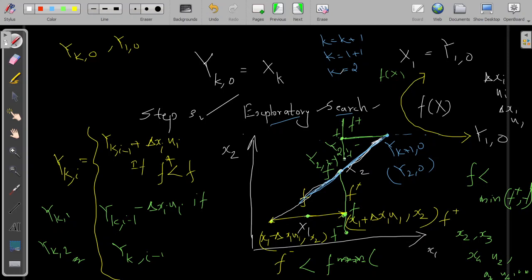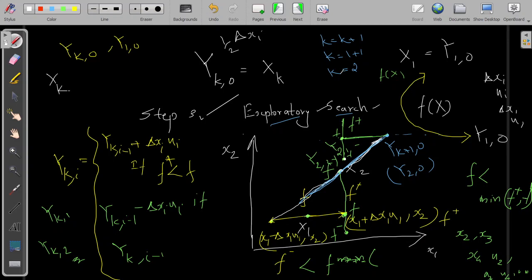And step 4 is also applicable here, because if the objective function is not minimized, then we will reduce the step length delta xi by half, and we will again go for the exploratory search, and then we will find the optimum solution point. Then we take the new base point as xk plus 1.